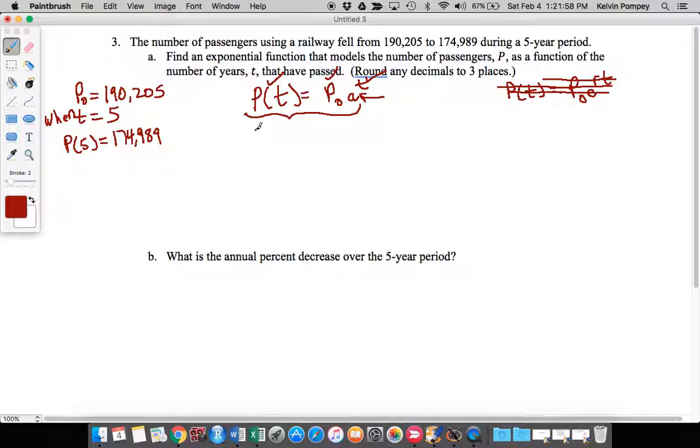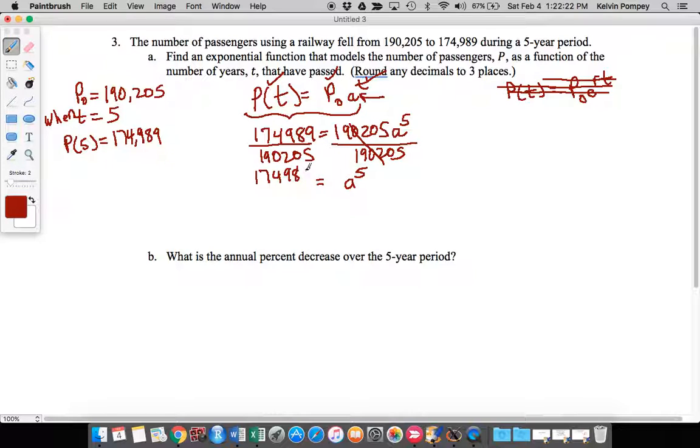So I'm going to put these values into my equation. A, I don't know, but t, I do know is 5. If I want to solve that, I want to divide both sides so that I can isolate the exponential expression. Those cancel, and I get A to the 5th equals this thing here. Now, I'm not going to round this right now. I'm just going to leave it as that fraction. If I want to solve for A, I've got to undo the raising of A to the 5th power. So I'm going to do the 5th root.